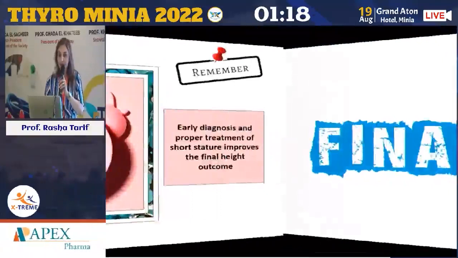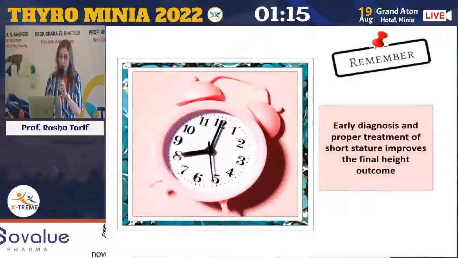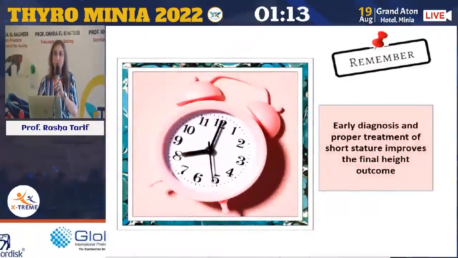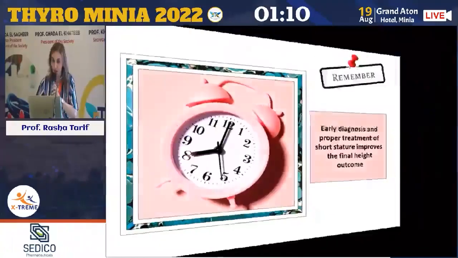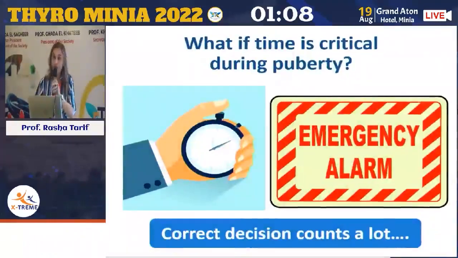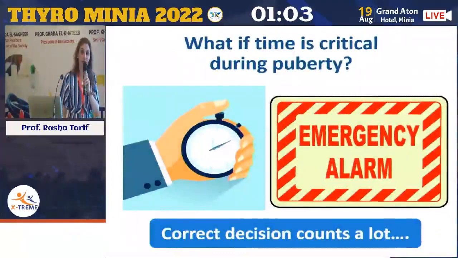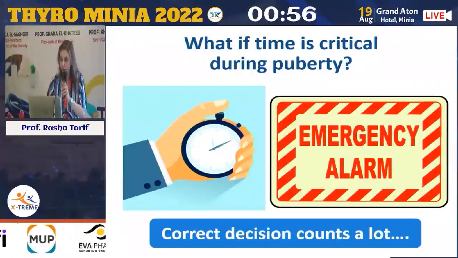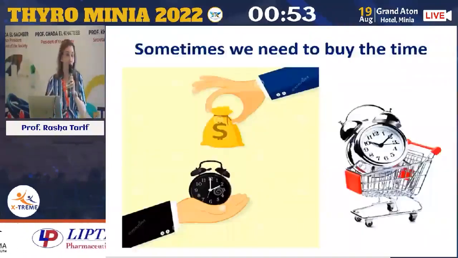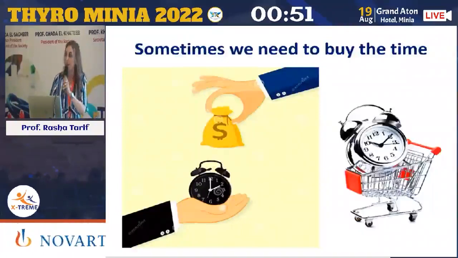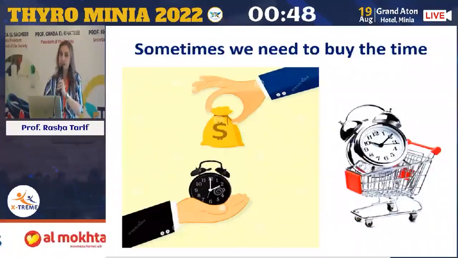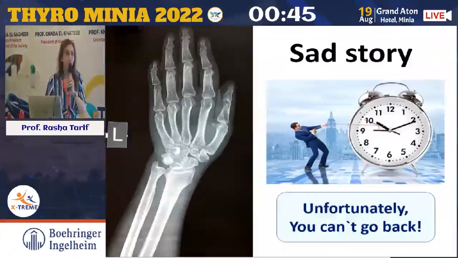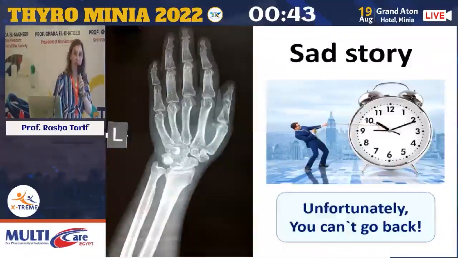So finally, please remember, early diagnosis and proper treatment of short stature improves the final height outcome, whatever the cause. And what if the time is critical? The correct decision of prescribing growth hormone is very important. When prescribing growth hormone and time is tight, the efficacy of growth hormone counts a lot at this period, because sometimes we need to buy the time. Sometimes it's very tight and we have to interfere to avoid this very sad story that I see every day.